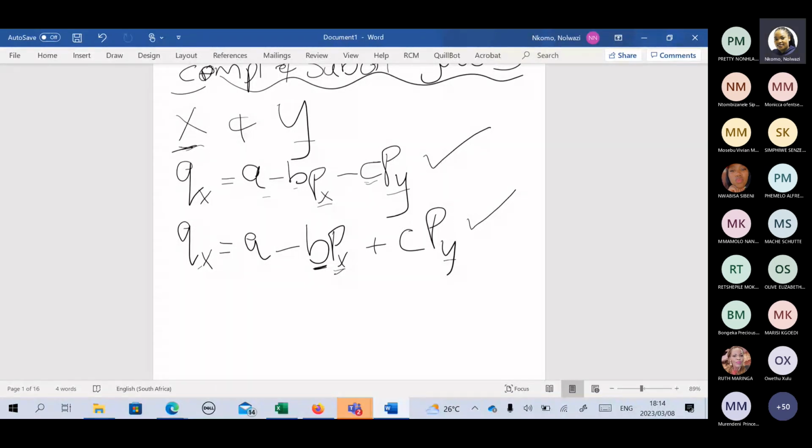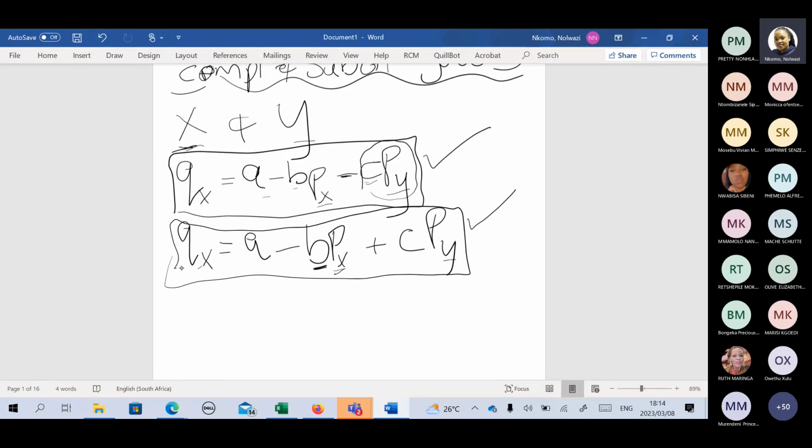Here on equation 1, whereby these two goods are complementary, we have a negative sign before the price of good Y. And here on this second equation, whereby good X and good Y are substitutes, we have a positive sign before the price of Y.